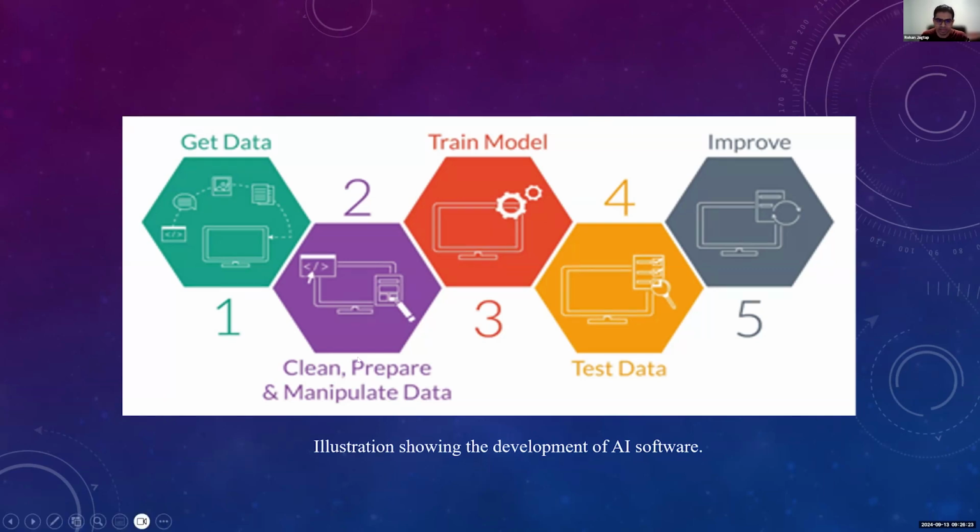So you would manipulate the data, and you would train the model by applying an algorithm based on your manipulated data. Once that model is trained, you would do the testing to see how it is performing. If its accuracy is less than 95%, you would start back at step 1 and improve it until you have an accuracy of 95% or above.